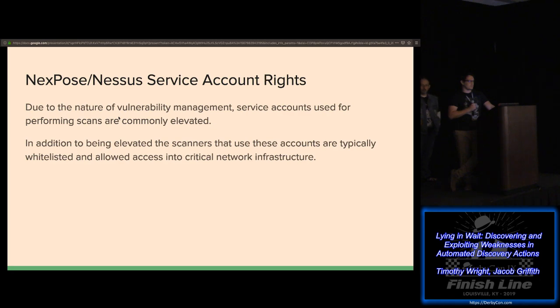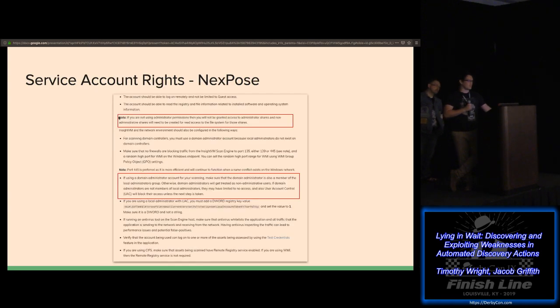Due to the nature of vulnerability management, service accounts used for performing scans are commonly elevated. And again, like we said before, oftentimes these machines are also whitelisted in various areas to try to cut down on log activity and false positives for failed logins, because they do try default credential checks as part of the vulnerability scan too.